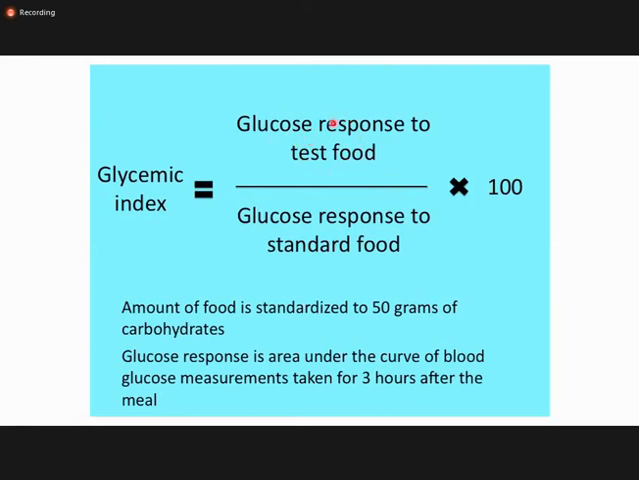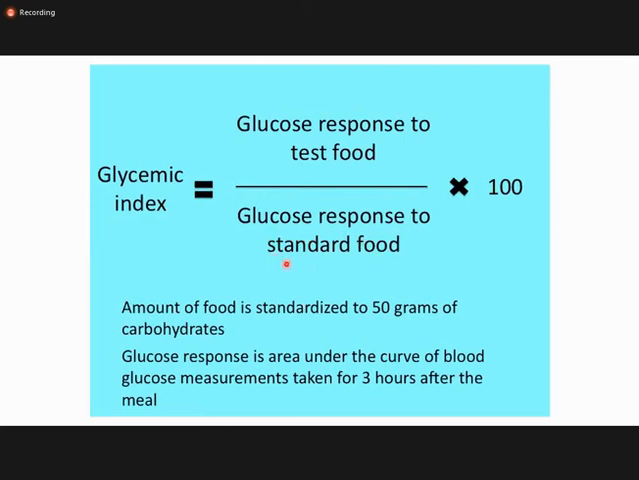Let's suppose we take a cereal, oatmeal. So we take an oatmeal, and we will observe the glucose response, how much blood glucose will increase. We divide that response, how much glucose is being increased, by the glucose response to the standard food.